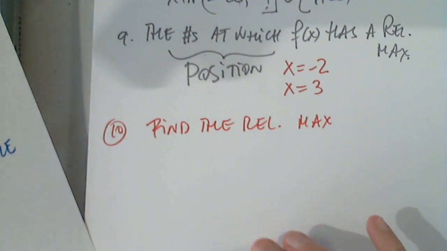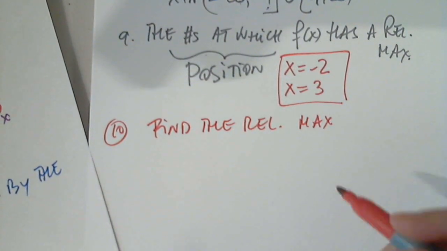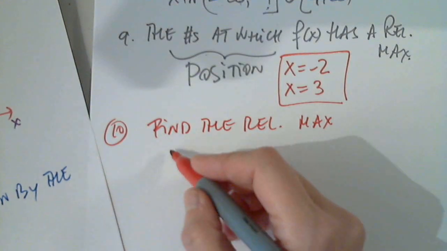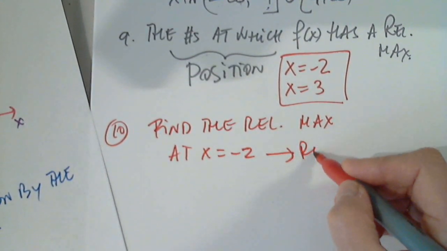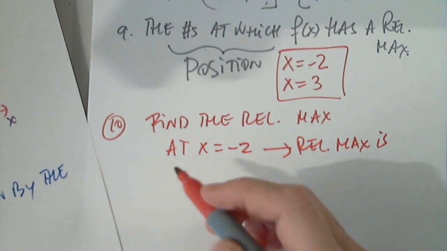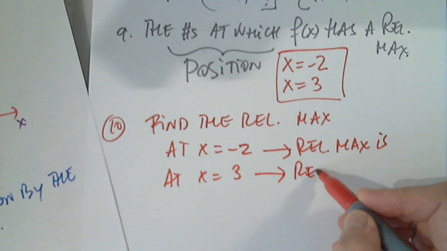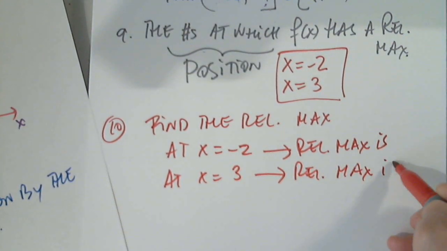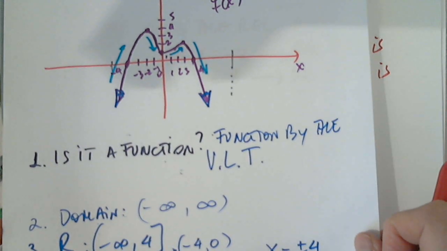Now this is a different story. Now they are not asking us for position. They are asking us how much it is. So I'm going to say at x equals negative 2, relative max is, and you'll tell me what it is. At x equals 3, relative max is. So what is the relative max at negative 2?